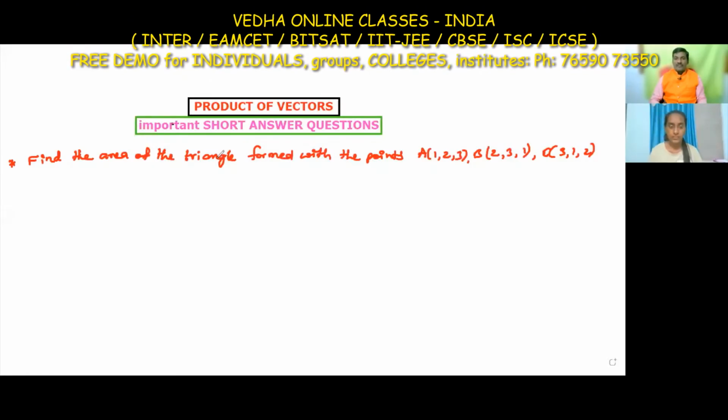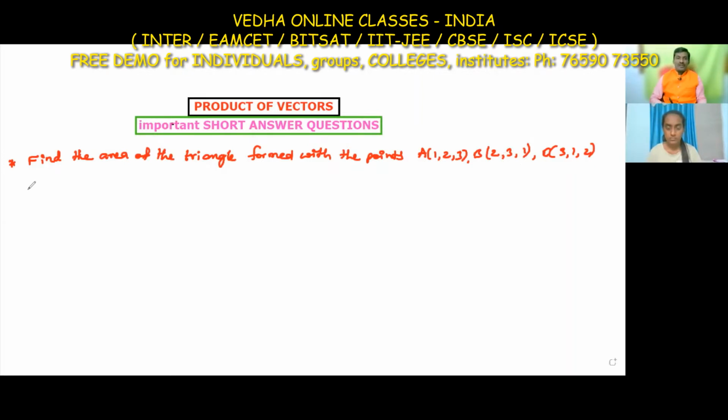So, product of vectors. From the product of vectors, most important short answer questions for the board exam. Here, find the area of the triangle formed with the points A(1, 2, 3), B(2, 3, 1), C(3, 1, 2).